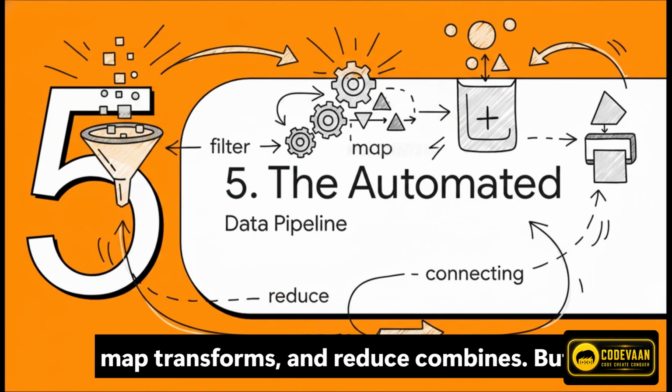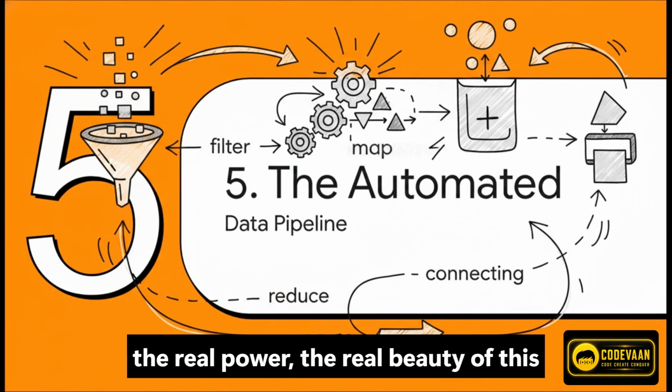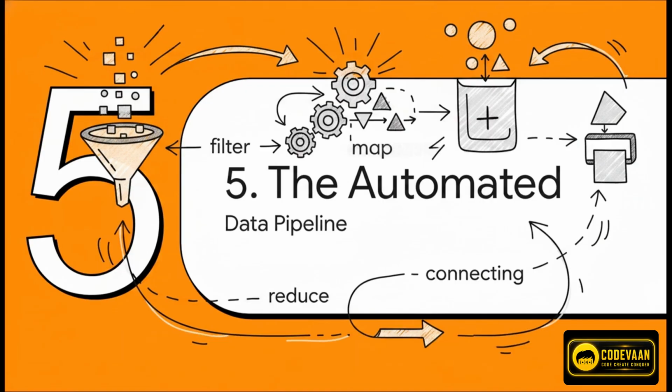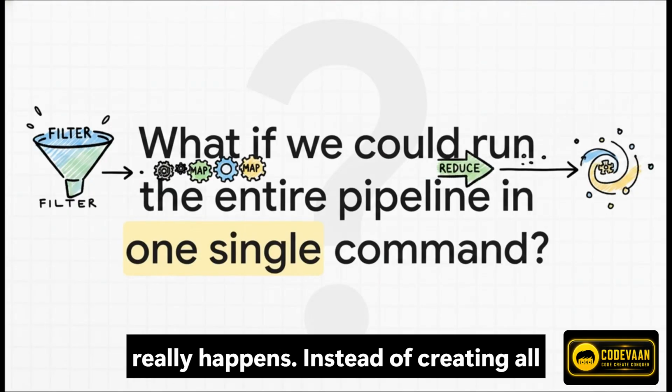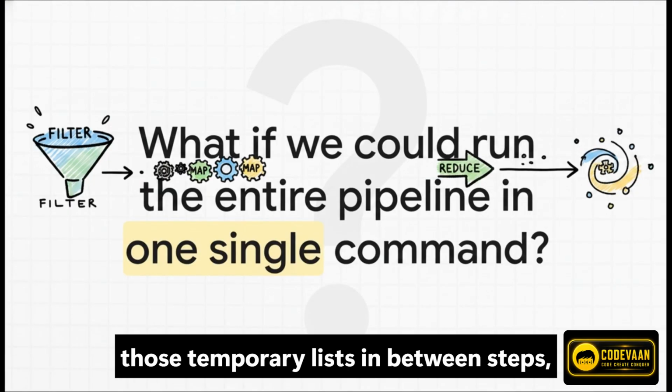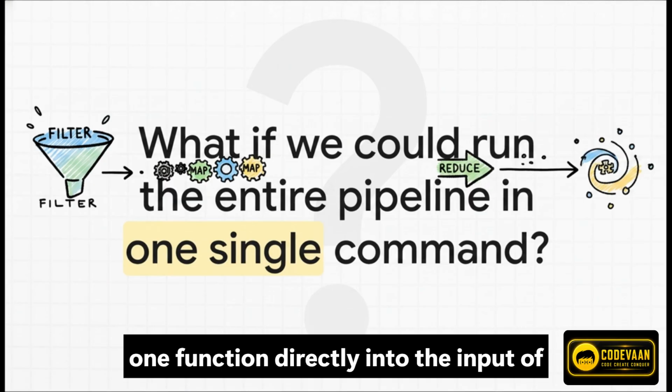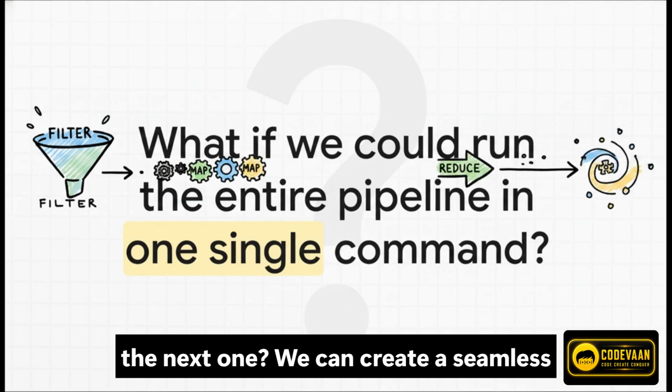Filter selects, map transforms, and reduce combines. But the real power, the real beauty of this whole thing is when we connect them all together. This is where the magic really happens. Instead of creating all those temporary lists in between steps, what if we could just feed the output of one function directly into the input of the next one? We can create a seamless, automated pipeline.